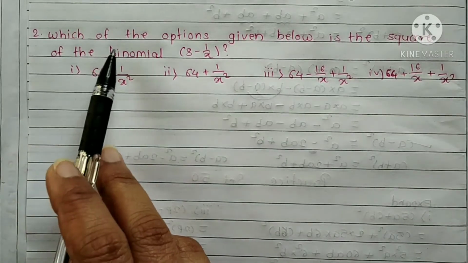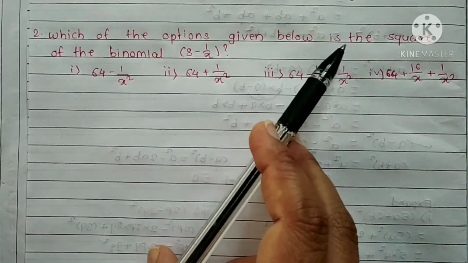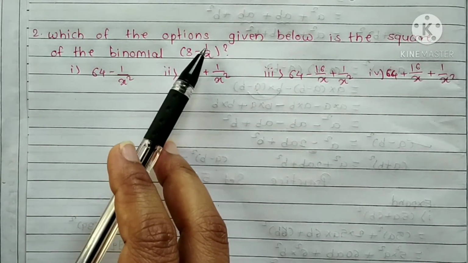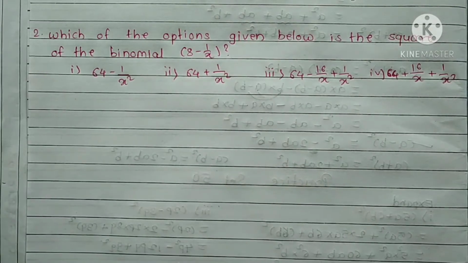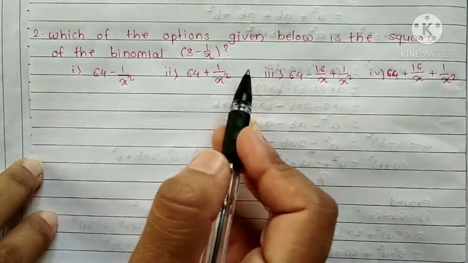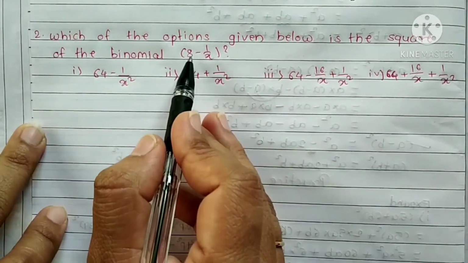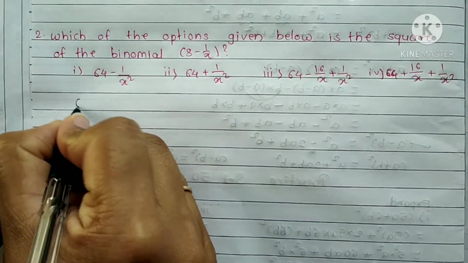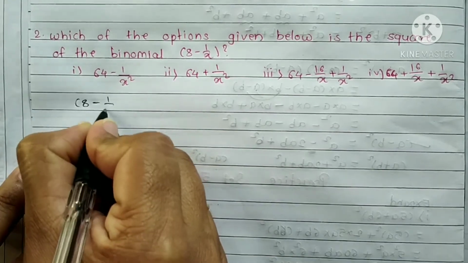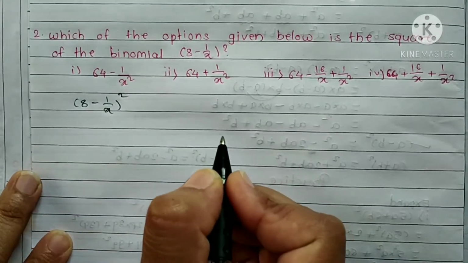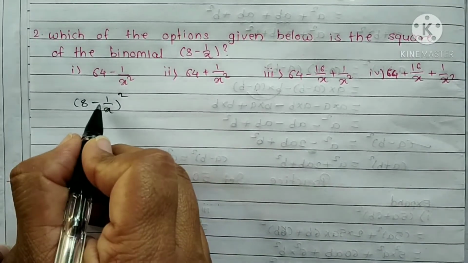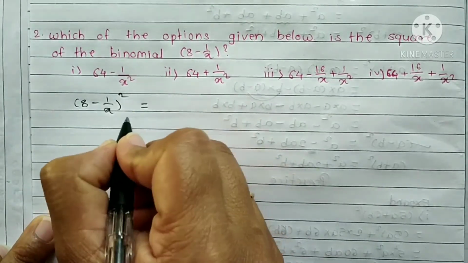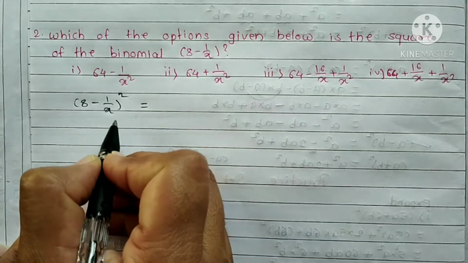Second question is, which of the options given below is the square of the binomial 8 minus 1 upon x? So let's check what is the expansion of the square of this binomial. This is in the form (a minus b) whole square, so expand by using the formula for (a minus b) whole square.